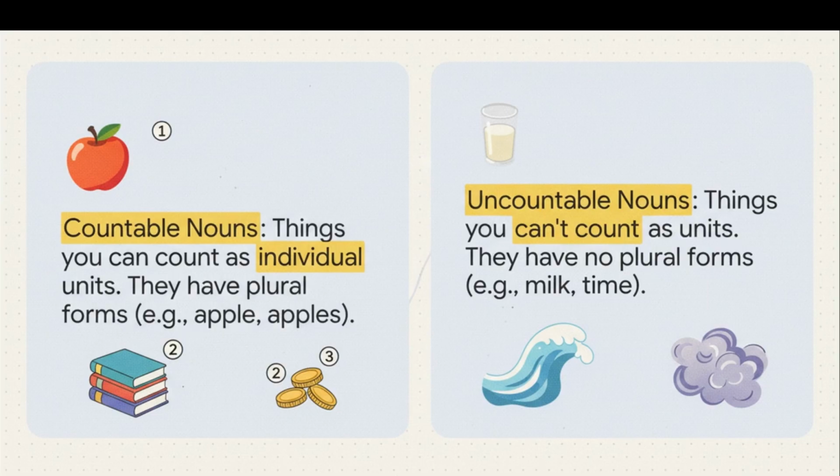Countable nouns are easy, right? They're things you can count one by one. 1 apple, 2 apples, 1 friend, 100 friends. Simple. They have a plural form. But then you've got uncountable nouns. These are things you just can't count as individual units. Think about stuff like milk, or a concept like information, or even money and time. You wouldn't say 1 milk or 2 informations, right? It just sounds weird. They don't have a plural. And this difference is everything when it comes to picking the right quantifier.